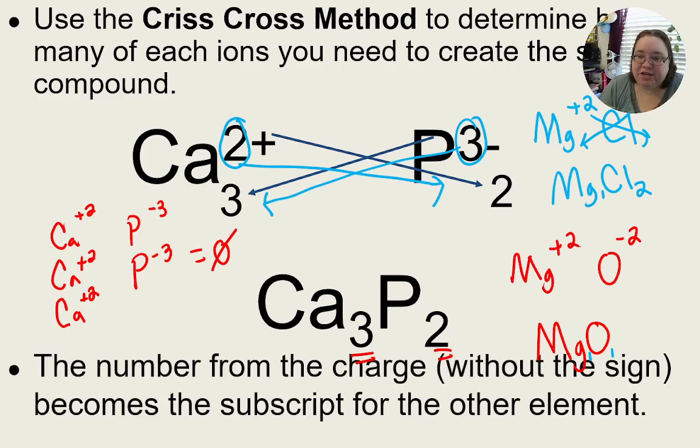So it is important to note that the subscript does not have a positive or negative sign. We cannot have a charged particle in a compound. Compounds are always neutral. So those positives and those negatives cancel out. We saw that with the example of the calcium and the phosphorus. The positives and the negatives cancel out, so they just disappear.